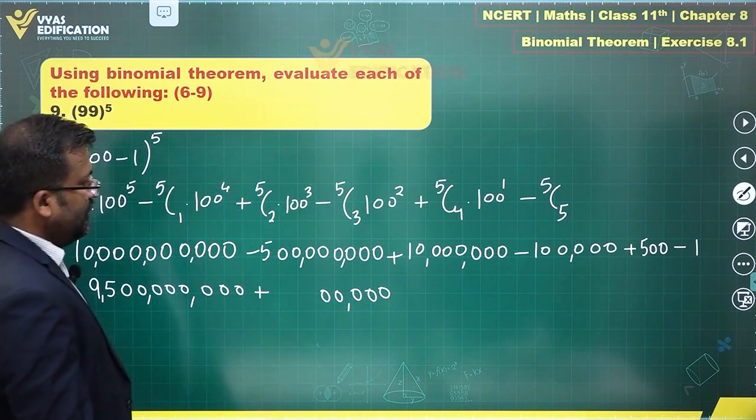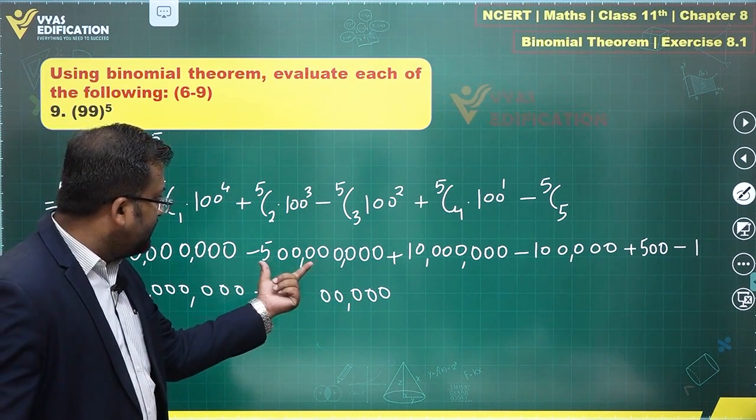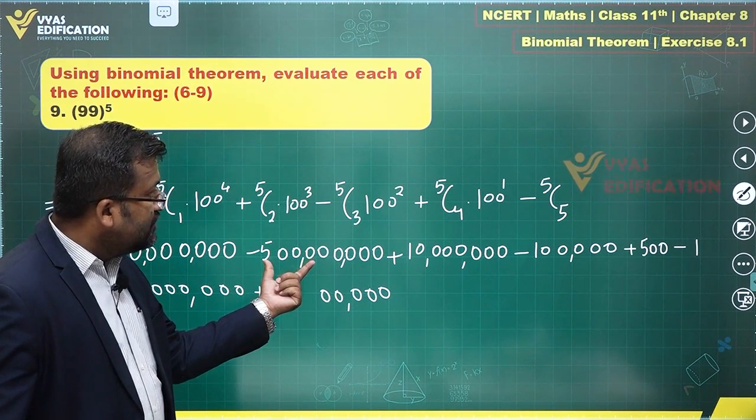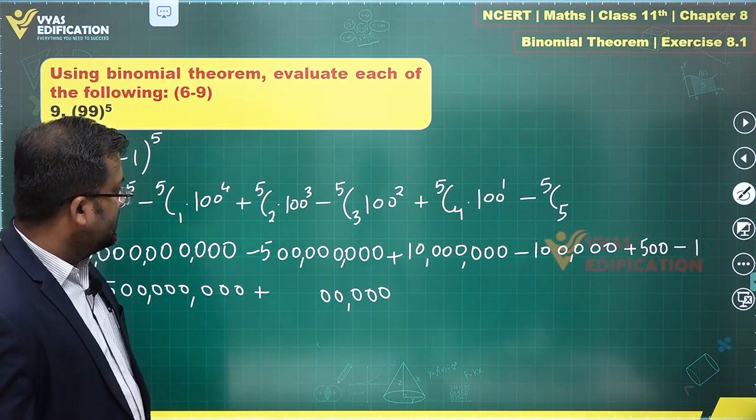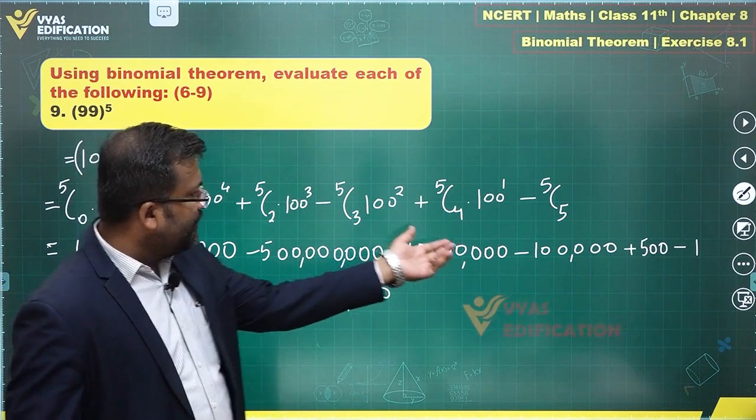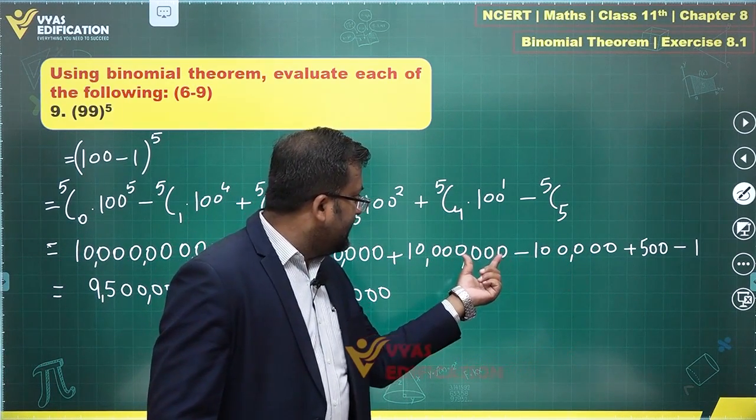5 zeros at the end. Okay. And you have 5,000 remaining. Sorry, just a minute. This is not 5,000. We have to focus on this one, right? You have 5 zeros at the end.